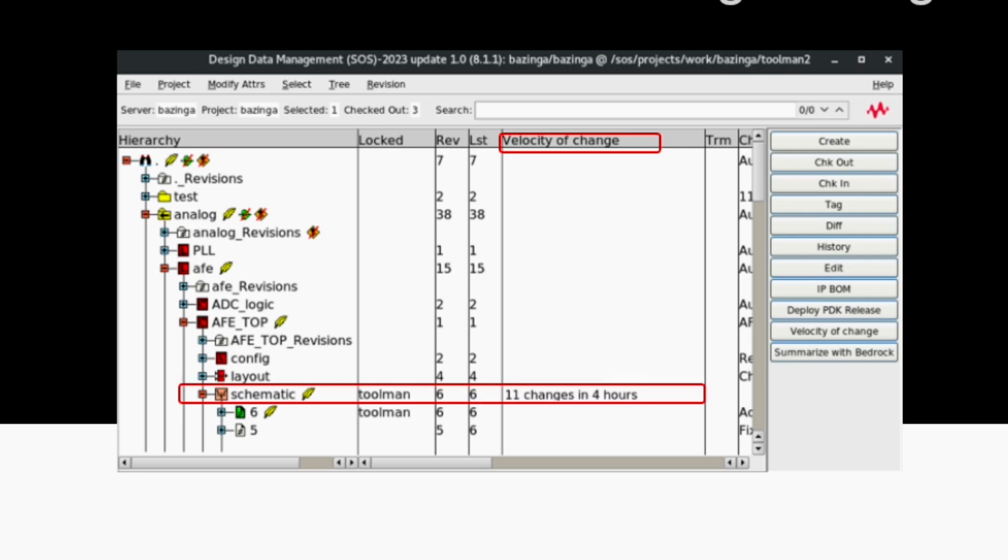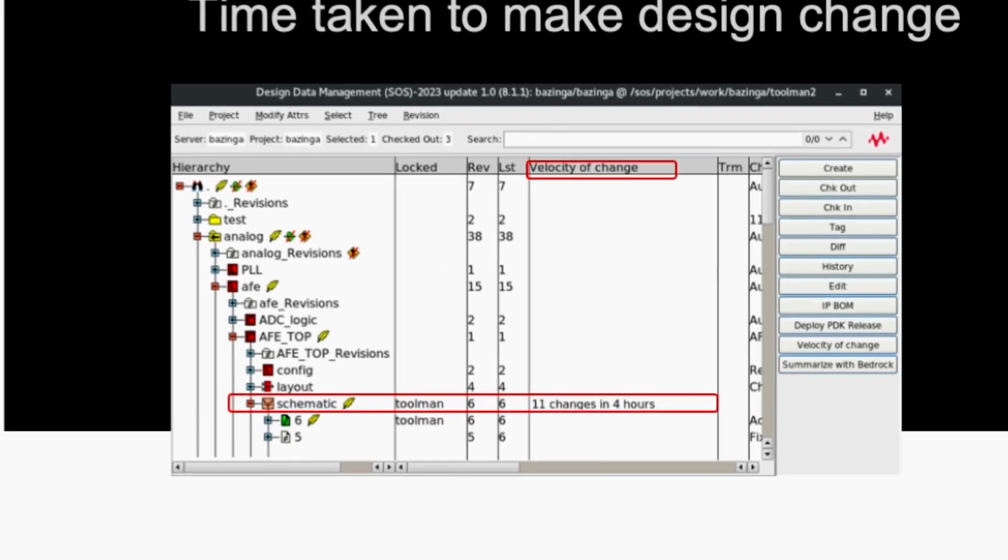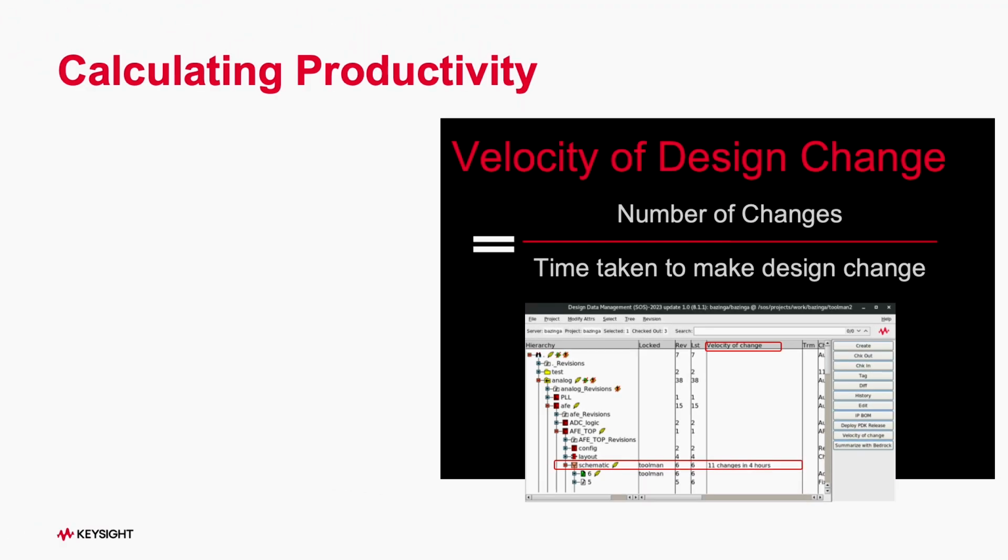So here we've automated that. So I could use SOS and calculate the velocity of change. It goes ahead, looks at that report, the list of changes, the time when it was checked out, and the current time, and gives you the rate of change. So it gives you actually so many number of changes were done in so many hours. So that gives you an idea of the real productivity of the actual design that's going in there.